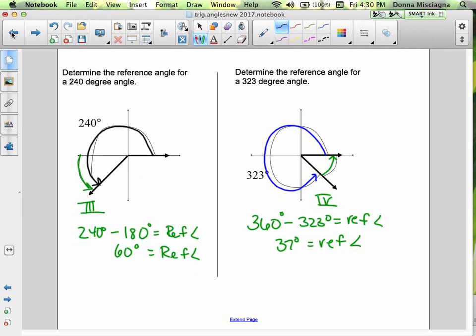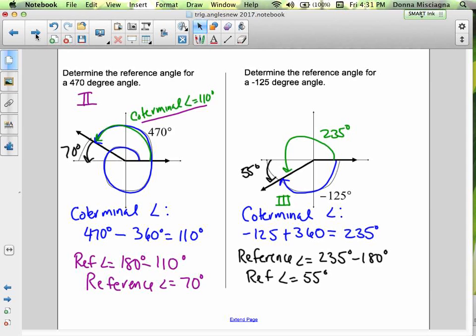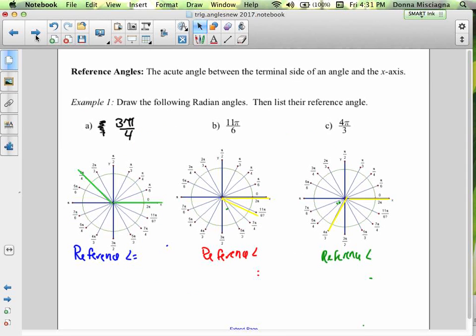And the answer is no. So here, this one was 60 degrees, and this one was 37 degrees. So it's that angle that takes us back to the axis, and all you have to do is either subtract from 180 degrees, subtract 180 degrees, or subtract from 360 degrees, depending on whether you are in the second, third, or fourth quadrants. Wow, I wonder if I'm going to have to do 3 podcasts. Eek. We're at 20 minutes.